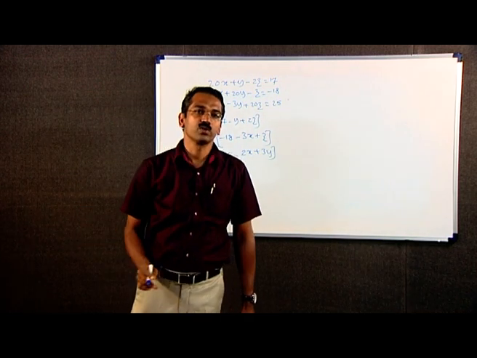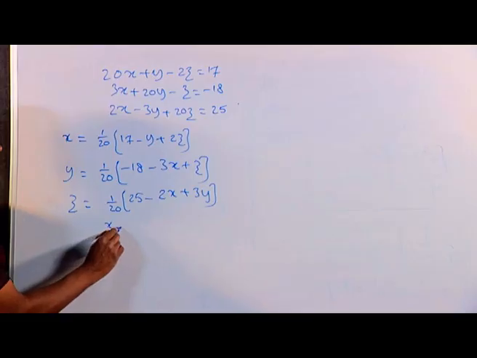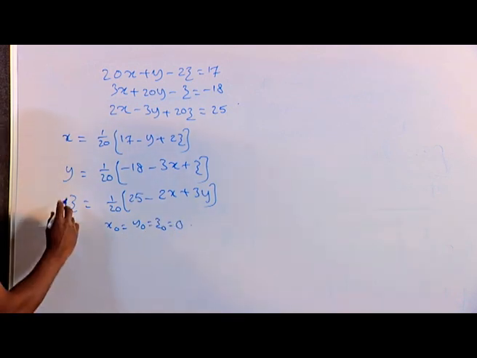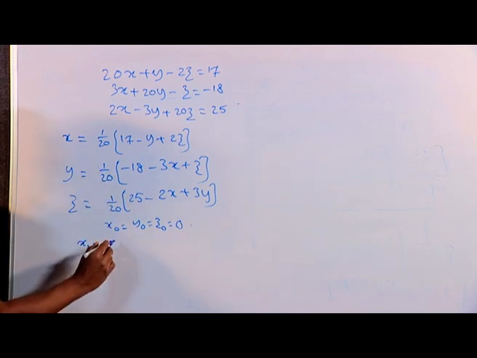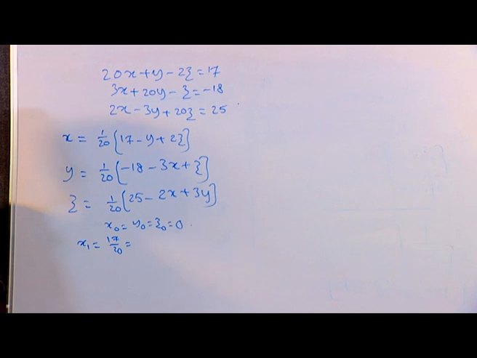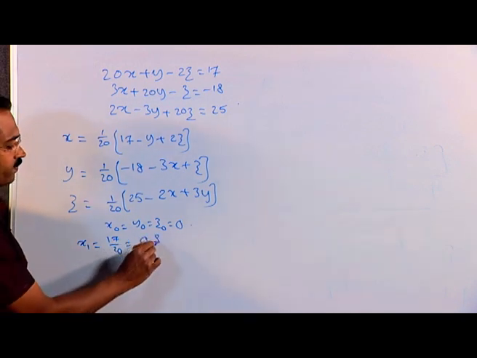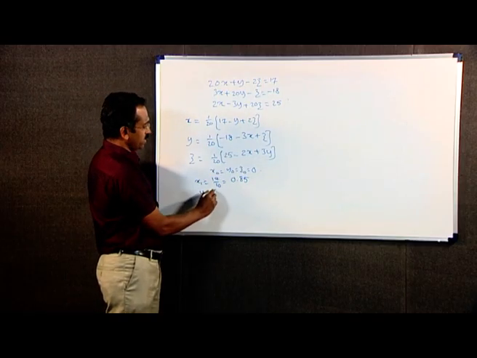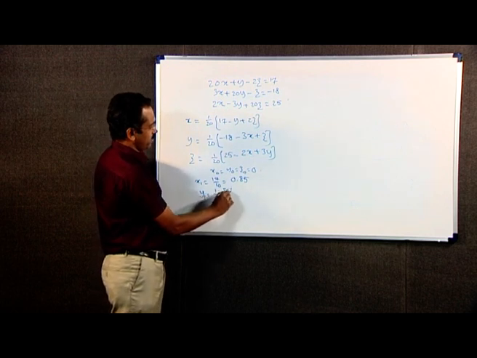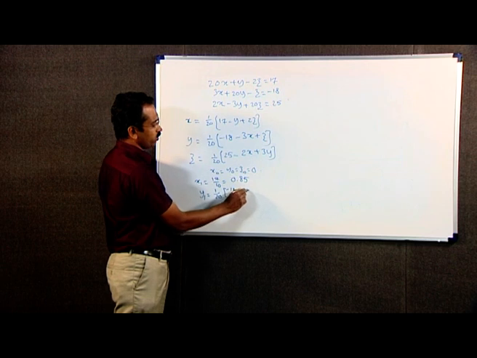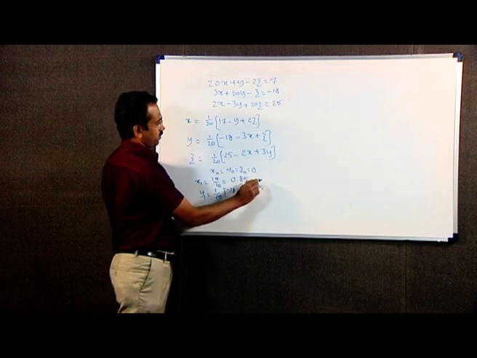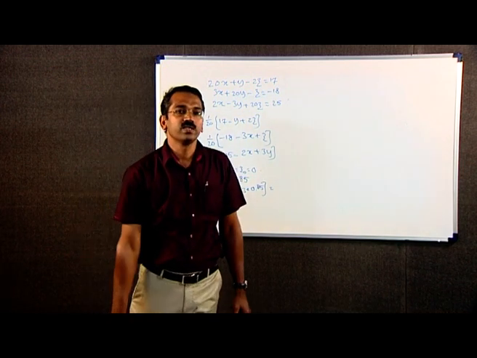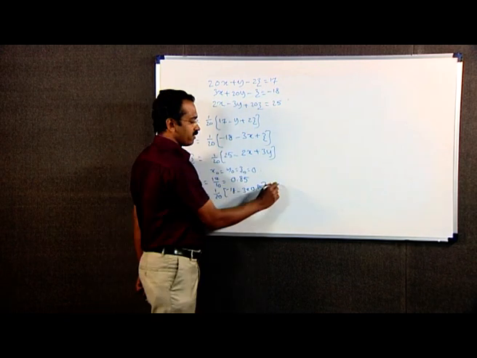Let us take the initial approximations as x naught, y naught, z naught equal to 0. We will get the first approximations as x1 is equal to 17 by 20, which is equal to 0.85. y1 is equal to 1 by 20 into minus 18 minus 3 into x1, x1 is 0.85, plus z naught is 0. On simplification we will get minus 1.0275.